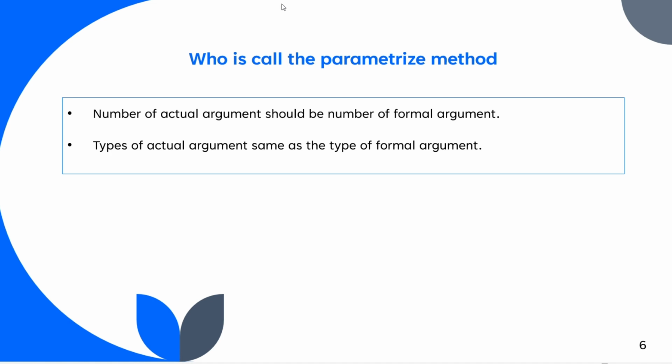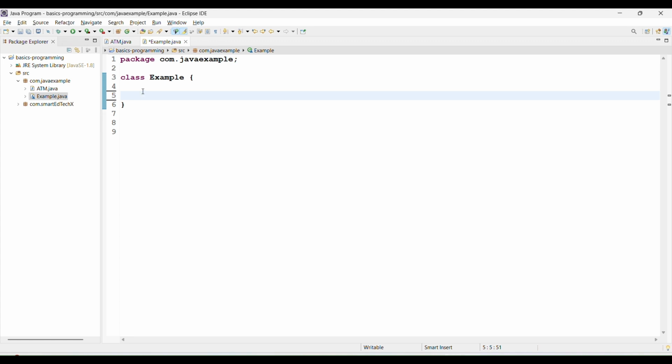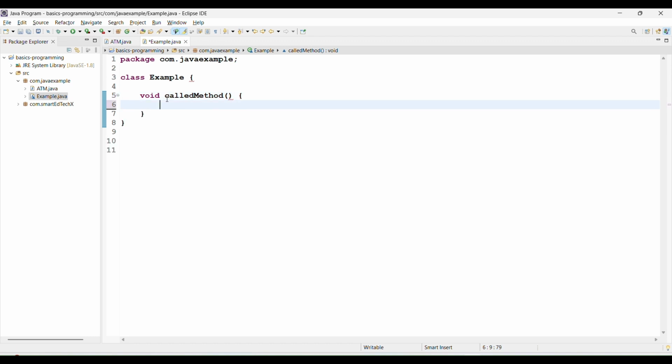Let's go to Eclipse to understand more about the flow of a method. So let's take an example. Here we have a class called Example. Inside of that, we have to create two methods. The first one is void called method. Inside of that, we write System.out.println: this is the called method.